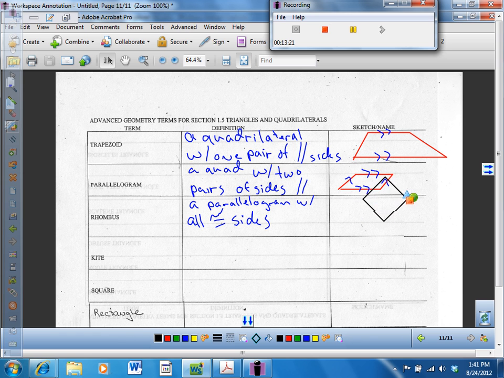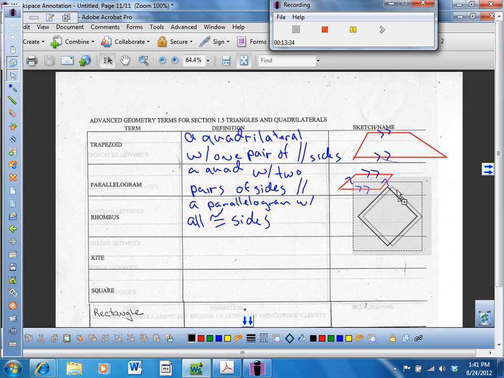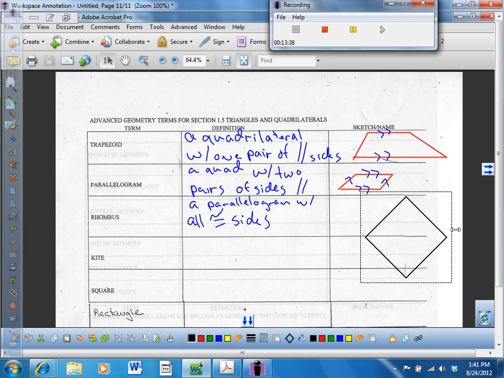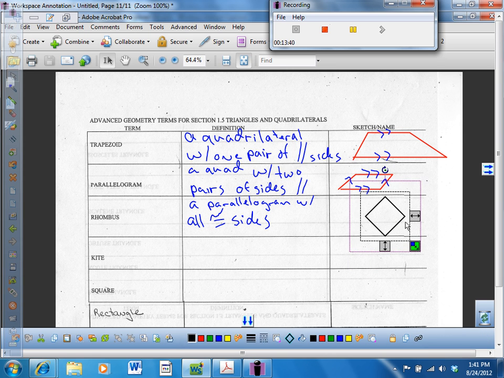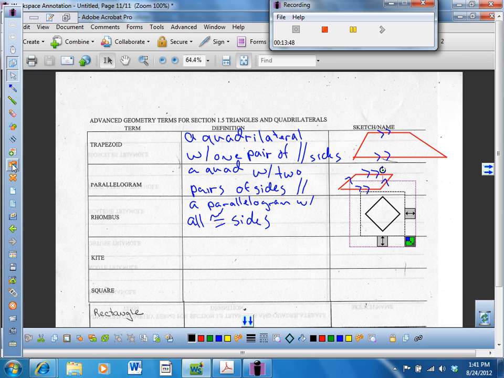A rhombus. That looks almost like a square, because those look like right angles, but no. Isn't a square a rhombus? Yeah, a square is a rhombus, but not all rhombuses are squares. So let's see if I can stretch this. No, that doesn't help. What else can I do to it? What if I squished it? No, that doesn't help. You know what? I'm going to get rid of that.